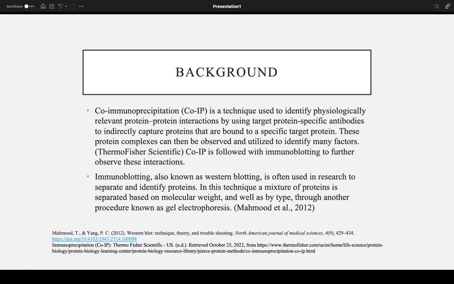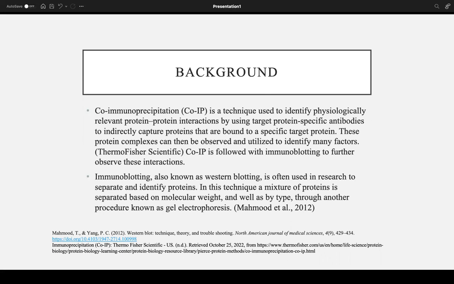Co-immunoprecipitation, or Co-IP, is a technique used to identify physiologically relevant protein-to-protein interactions by using target protein-specific antibodies to indirectly capture proteins that are bound to a specific target protein. These protein complexes can then be observed and utilized to identify many factors, such as new binding partners, binding affinities, the kinetics of binding, and the function of the target protein. Co-IP is then followed with immunoblotting to further observe these interactions.